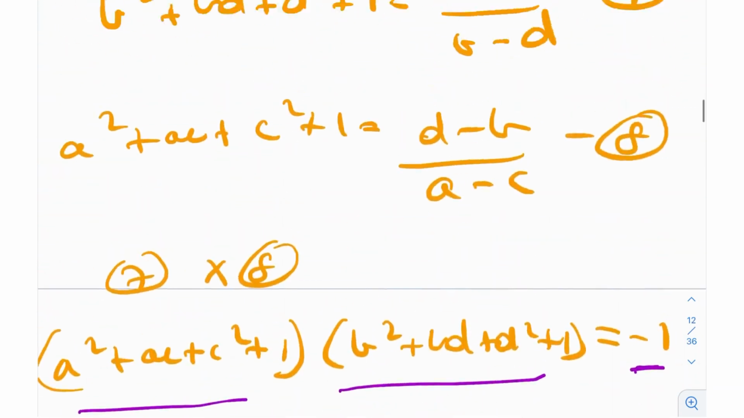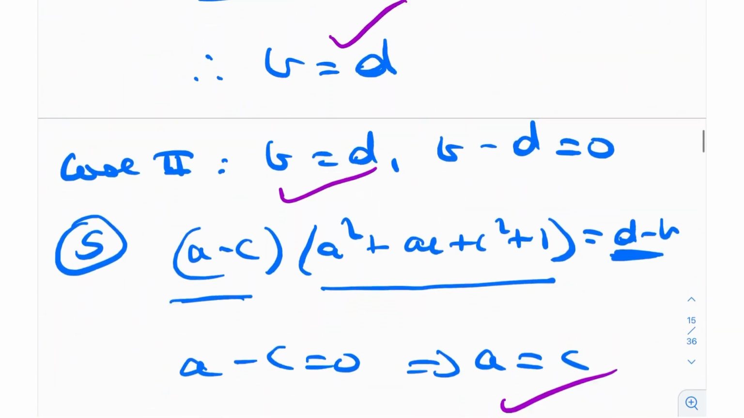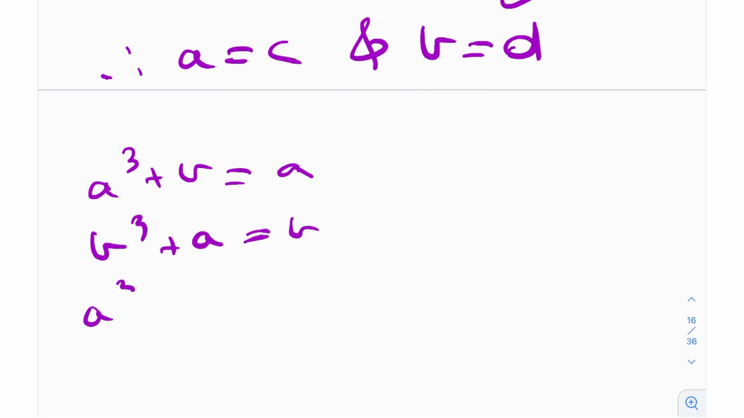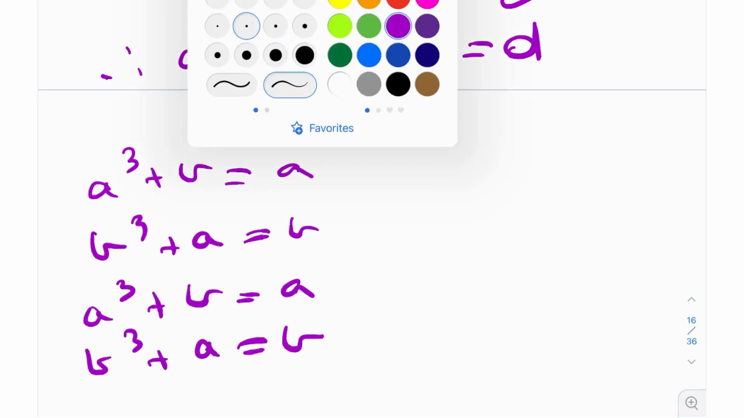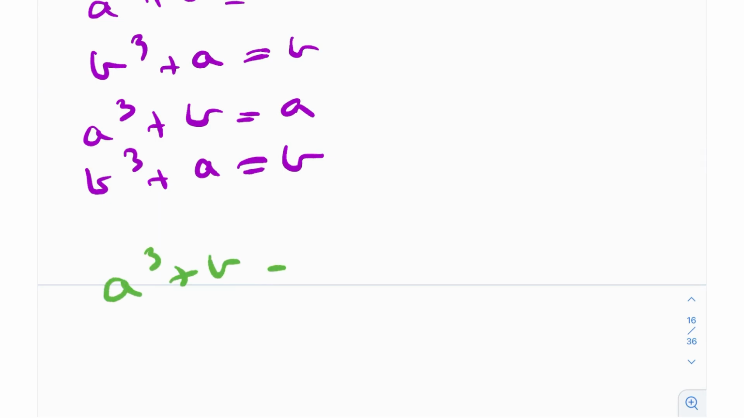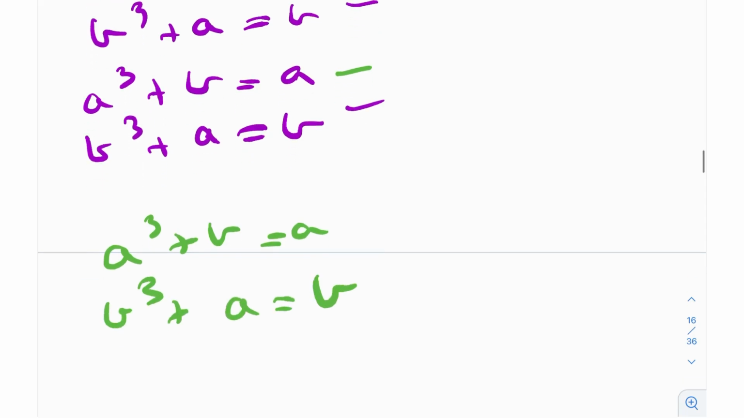And maybe when I just plug this back into our original expression, I can reduce it down a little bit. So I will get a cube plus b is equal to a, and b cube plus a is equal to b. So effectively, I only have certain expressions, right? I'll get a cube plus b is equal to a. This and this are similar. Similarly, this and this are similar, right? So I only have a cube plus b as a and b cube plus a as b.